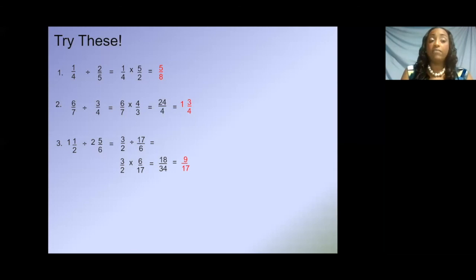Secondly, we have 6 over 7 divided by 3/4. Again, you want to apply the rules of dividing fractions. You want to keep the first part of the fraction, change the division sign to multiplication, then find the reciprocal of the second part of the fraction. Then you apply the rules of multiplying fractions.